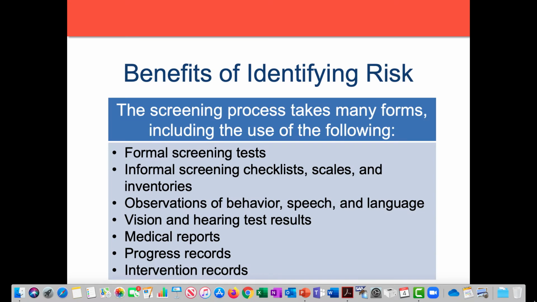And we know that the benefits are that in the screening process, we're doing formal screening. Besides the vision and hearing and medical, we're also doing developmental scales and checklists. We're observing the child in the child's natural environments. We're also just doing some developmental history, looking at records and looking at, has there been any intervention done in the past?